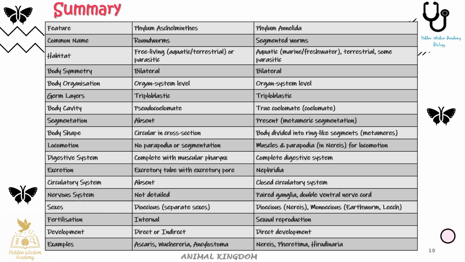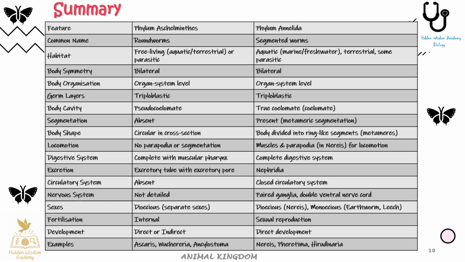Both are triploblastic, but aschelminthes are pseudocoelomates, while annelids are true coelomates with metameric segmentation. Aschelminthes have a cylindrical, unsegmented body, while annelids have ring-like segments called metameres. Locomotion in aschelminthes is limited, but annelids use muscles and parapodia for movement.